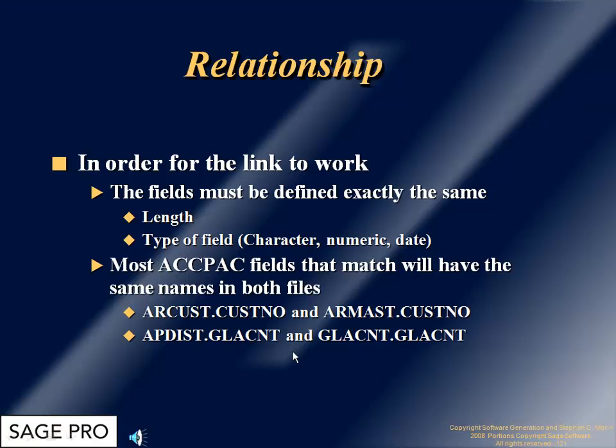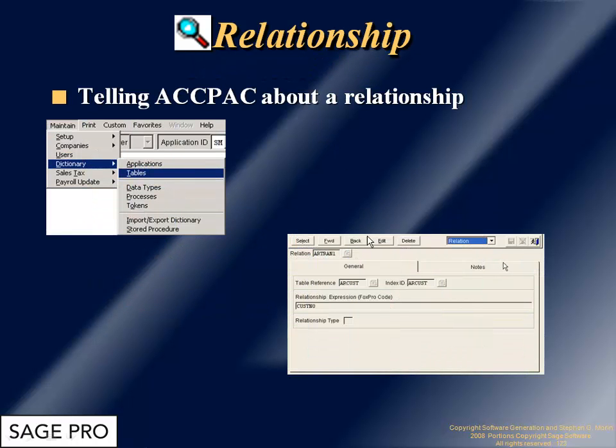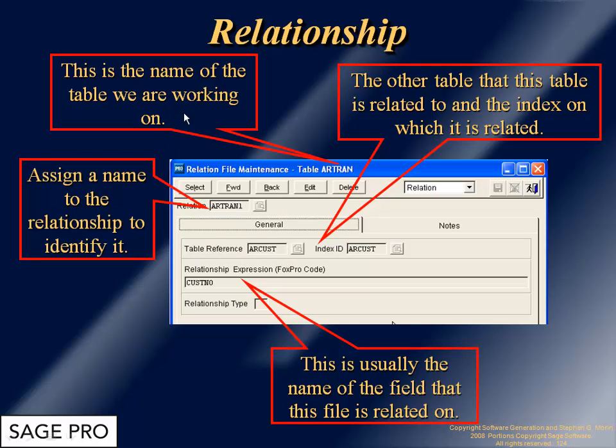Let's not talk about Cartesian products. They're a disaster. Here's how you tell ACPAC about a relationship, and we're not going to spend a lot of time on this. If you need to define a new link between two files, you go into Dictionary, Tables, and you do Relation. In there, it will bring up the information. This is the table we're working on, ARTran. You can assign a name to the relationship. You have to give it one. We're going to call it ARTran1.